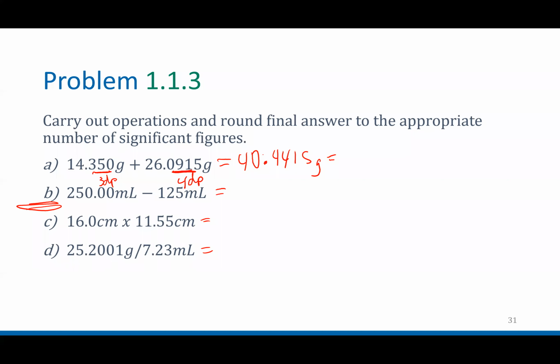You'll notice that A and B here have adding and subtracting. So adding and subtracting mean we're going to use decimal places. So my answer can only have 3 decimal places. And because this ends in a 5, it means I have to round up. So 40.442 grams.